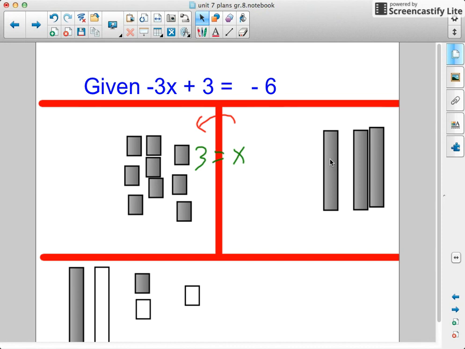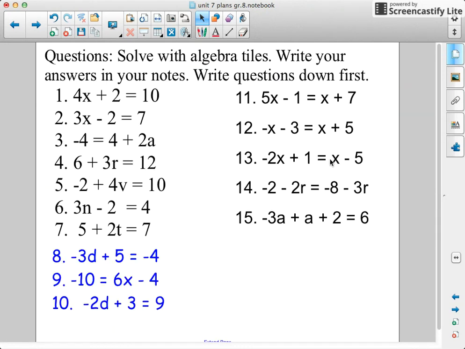So that is solving with a model. We're going to try some questions on your own now. So you can pause the video, try these with the algebra tiles, solve them, and then check your answers with me.